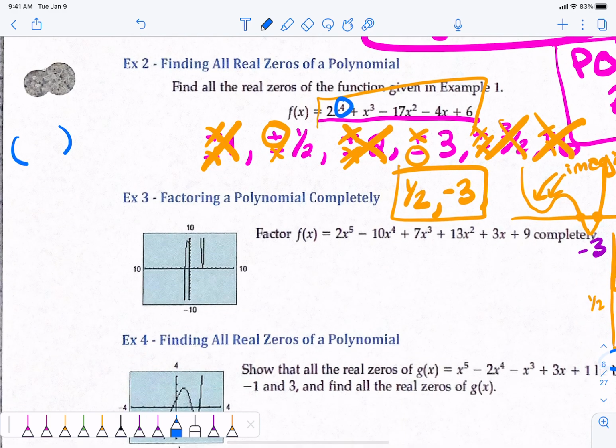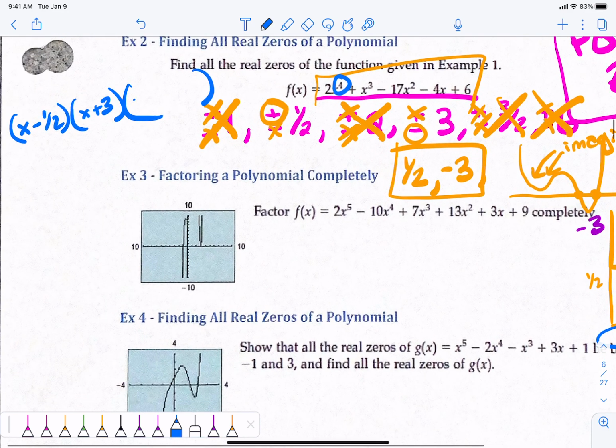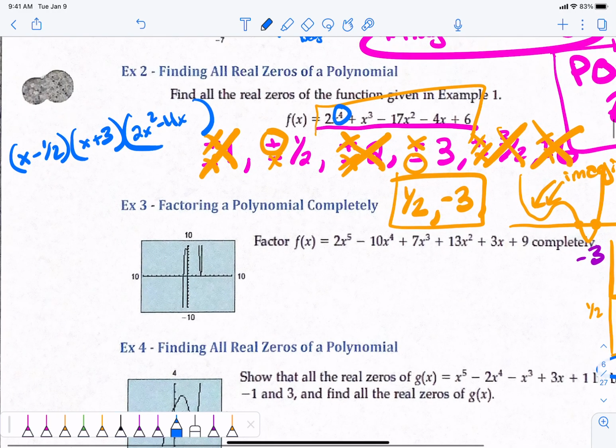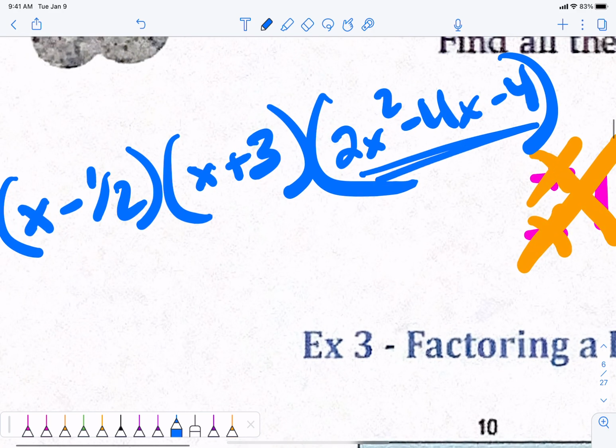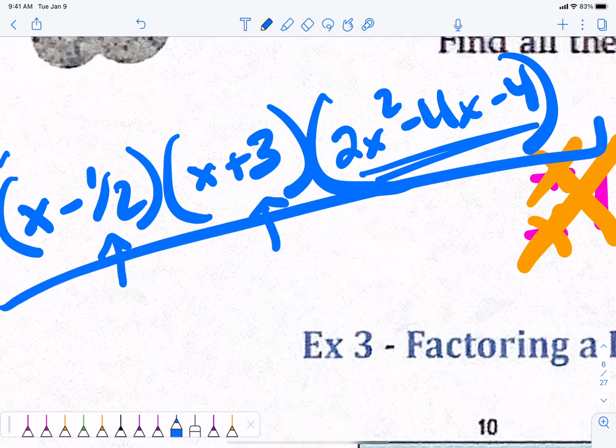My factors will be x minus 1/2, x plus 3, and 2x squared minus 4x minus 4. Those are my factors, because this one doesn't break down nicely. Now, do you see how I got the x minus 1/2 and the x plus 3? We flip the sign there. This is it completely factored down.